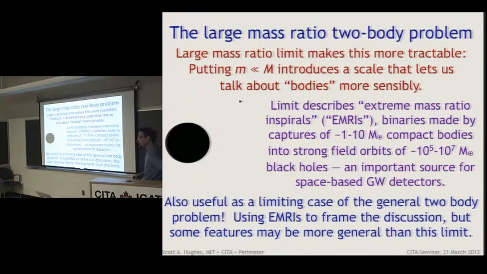But for more general purposes, I think it's useful to think of this as just a living case of the general two-body problem, where we can look at things in a particularly clean limit and perhaps identify phenomena that may be harder to see in the more general case. I'm going to use the extreme mass ratio inspirals to frame a lot of my discussion, but I'd like to have in the back of my head that there are some things we're finding in this that may be more general, and maybe fun to look for in more general analyses of binaries.